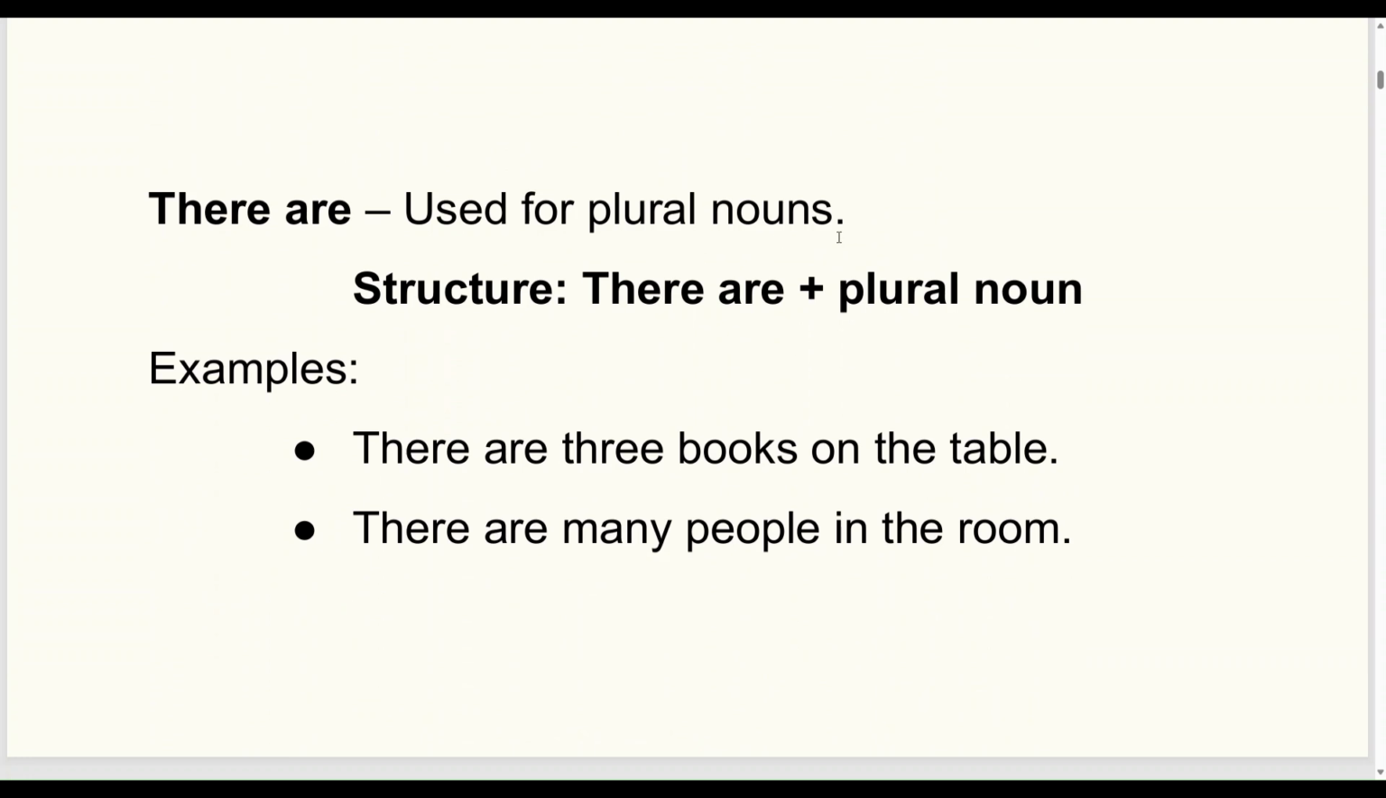For plural nouns, we use there are. There are three books on the table. There are many people in the room. So, we need to look at the word after there is or there are and think about whether it's singular or plural.